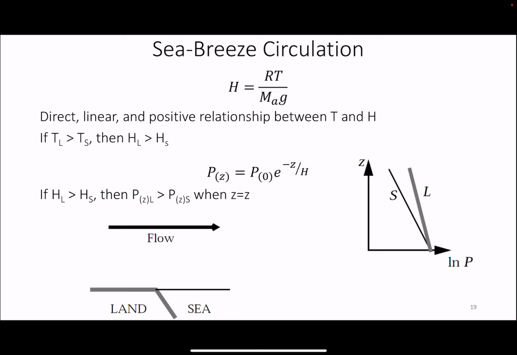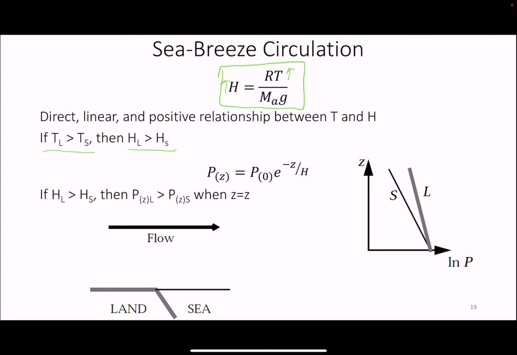Okay, so there's a direct linear and positive relationship between temperature and scale height from this equation right here. So as temperature goes up, scale height will go up. So we've just said because of the differing heat capacities between the sea and the land, the temperature over the land is now greater than the temperature over the sea. And so the scale height over the land must be greater than the scale height over the sea.